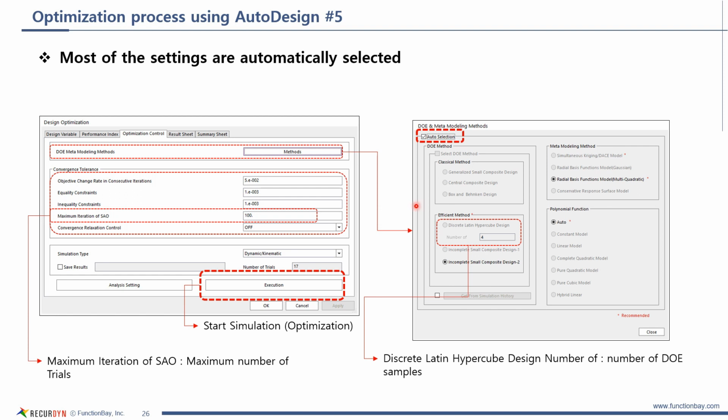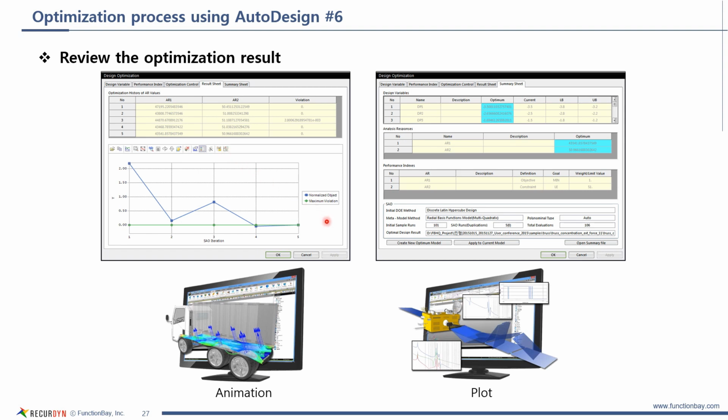In this presentation, I used only the automatic option to find the optimal result. If you click Execution, AutoDesign Solver will run simulations repeatedly until it finds the optimal result. After AutoDesign Solver finds the optimal result, these dialogs are displayed. This shows, if the optimal result is found, how many simulations were performed. The optimal result and corresponding design variables and performance indices are also displayed. Of course, you can review the animation and plot for each simulation and of the optimal result.